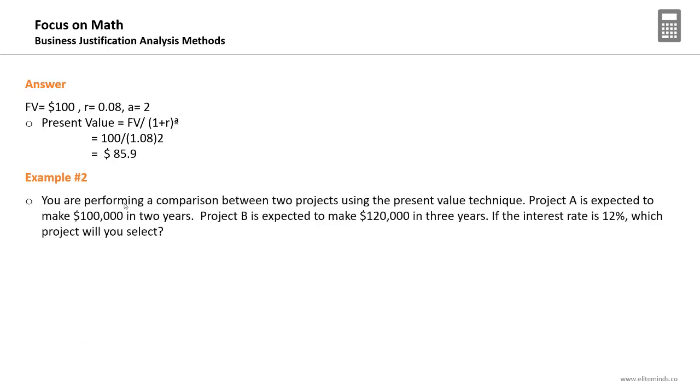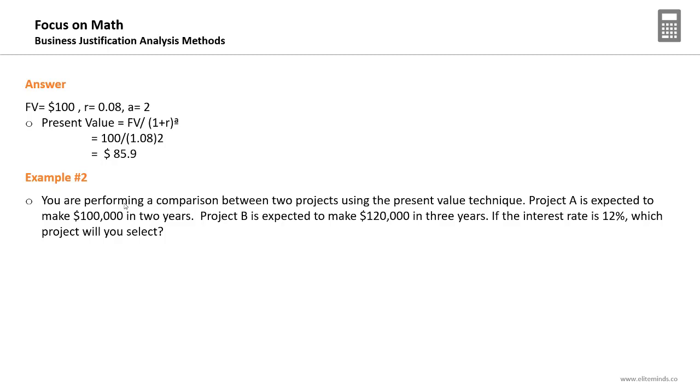Another example: you are performing a comparison between two projects using the present value technique. Project A is expected to make $100,000 in 2 years. Project B is expected to make $120,000 in 3 years. If the interest rate is 12%, which project will you select? Now, this is an example of how a question in the exam will look.